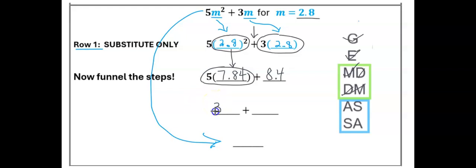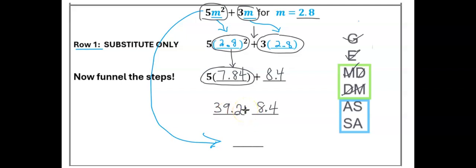You should have gotten 39.2 for that term. And then this term is done. So we're just going to bring it down so we can see what are the 2 numbers they wanted us to add together. Remember, they wanted us to add 5 times m squared to 3m. So we were doing this product plus this product. We've got those products all cleaned up, and now we get to add.